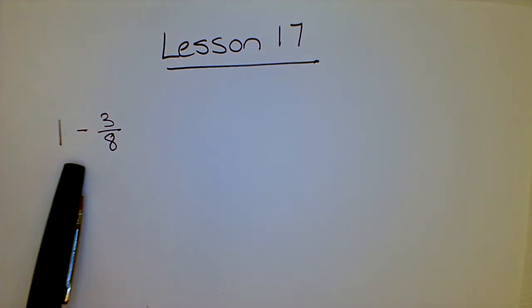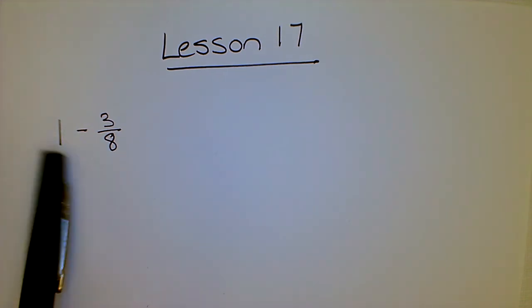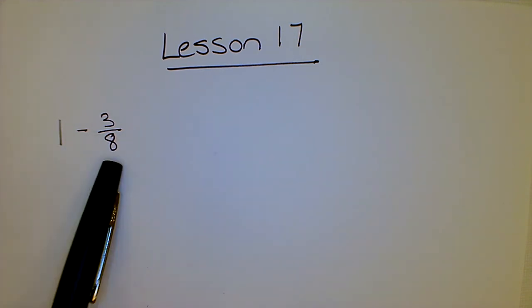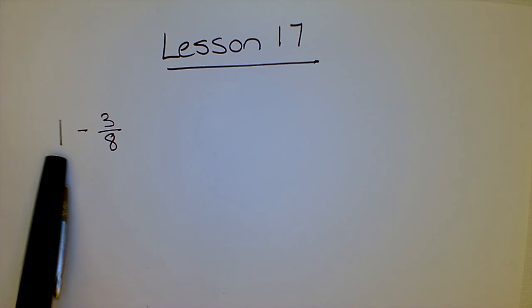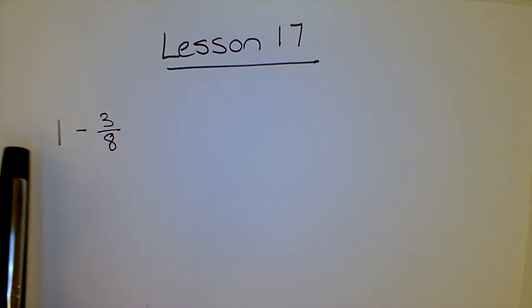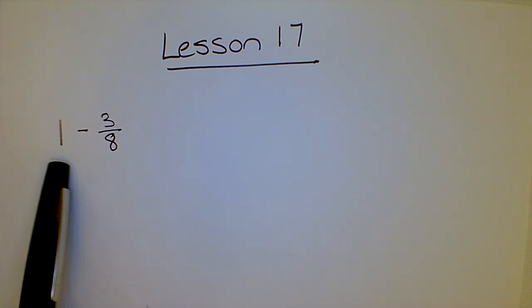So here what you can see is I wrote a nice number sentence with a start of 1 for us, where I have 1 minus 3/8. And as you can see, the units are not the same. Here I have eighths, and here I have 1 whole. So the first thing that we want to do is rename 1 as eighths.